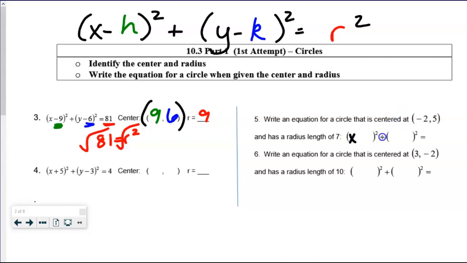So the formula is going to start off with x minus something quantity squared and plus y minus something quantity squared equals r squared. So x minus h, this is h right here. So x minus negative 2, this is going to change to a plus 2. And then y minus 5, that would be y minus 5 quantity squared. And then remember, it's r squared, so if you took the r and then you squared it, that would create a 49 back here in the equation.